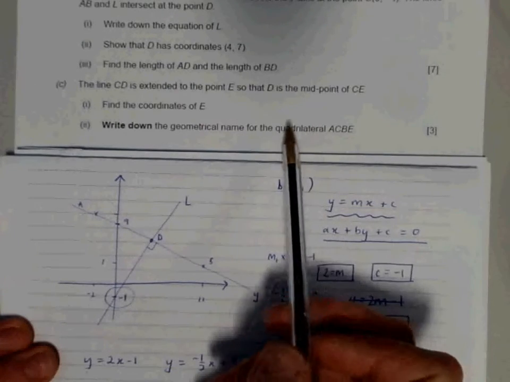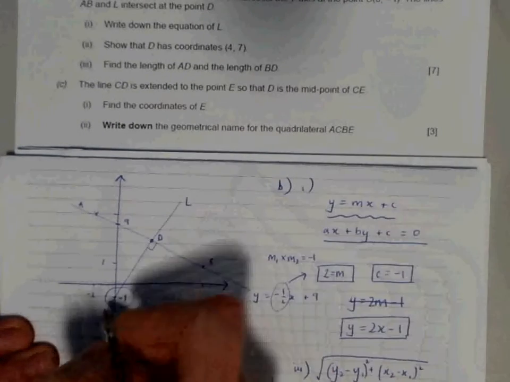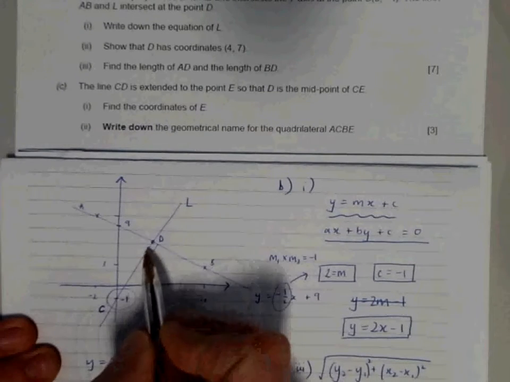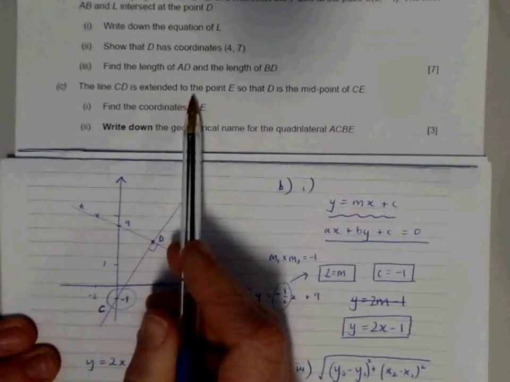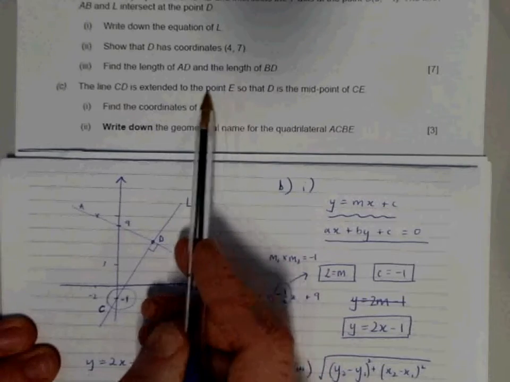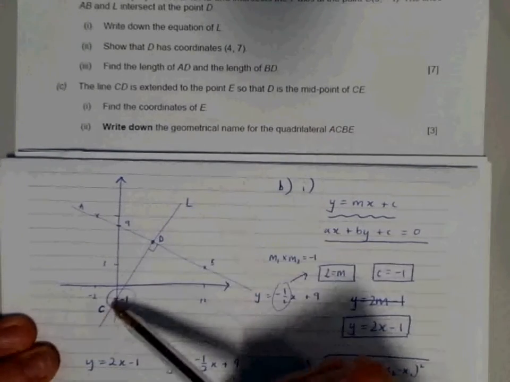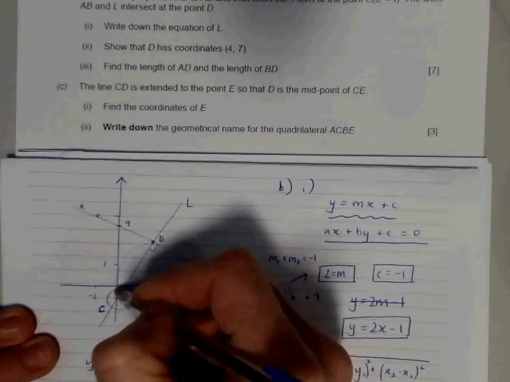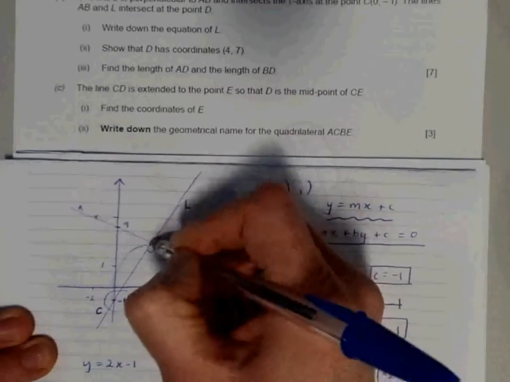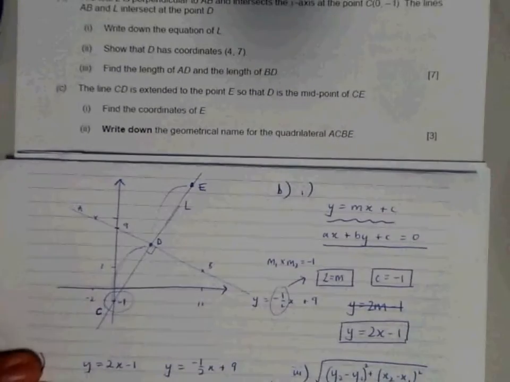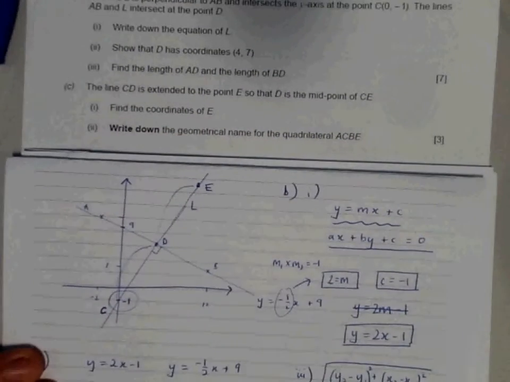Right, so we must have this point C somewhere. The line C, okay, so C was this point down here, so I missed that off my diagram. C's down there, so CD is extended to the point E, so this is lengthened, so that D is the midpoint of CE. So whatever that distance there, I want it to be the same going the other way, so E will be up here somewhere. So this is where your diagram is really useful.